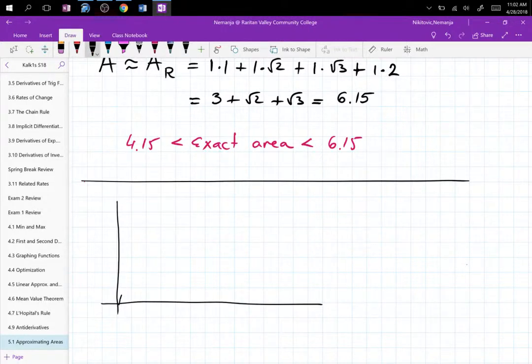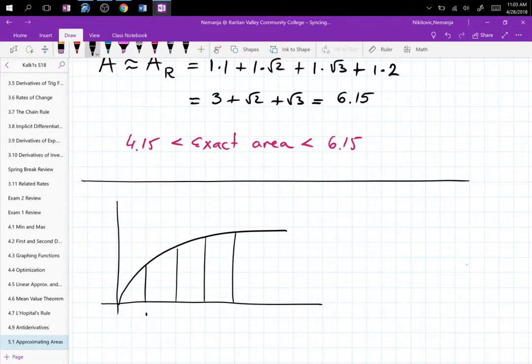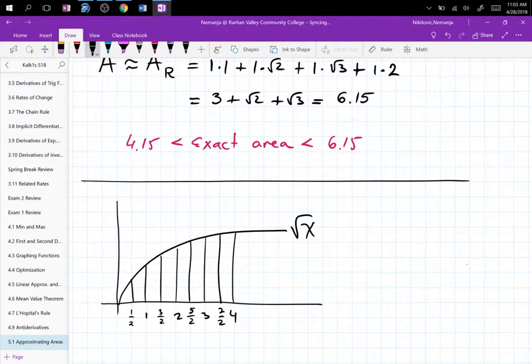Draw the same shape and partition over whole numbers first: 1, 2, 3, 4. And then partition in between. Now these partitions are 1/2, 3/2, 5/2, and 7/2. This is still a root x. And now we have double the amount of rectangles.